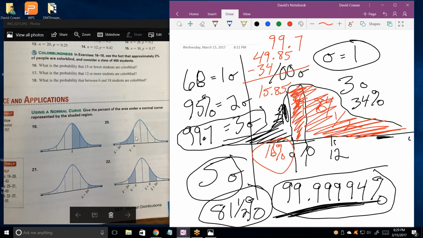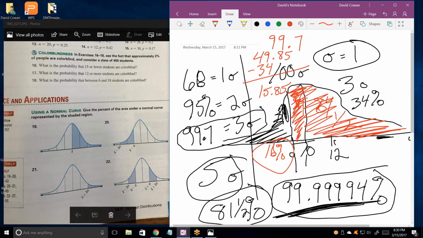So you're always doing these that way. Notice that 22 is even harder because it's just that single bar. You figure out the entire area to the left of the mean, and you subtract off the rest of them. It's a fairly involved process. You can see how we did it on the last problem. That's the way you're going to have to do all of them.